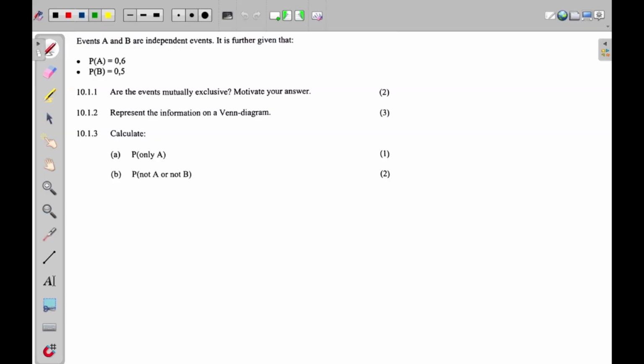Right. Moving on, we've got events A and B, and we are told these are independent events. What does that say to you? It says to you that probability of A and B is equal to probability of A times, and I can use a dot there or the multiplication sign, probability of B. That's what it means. And surely we have seen already, if we multiply probability of A by probability of B in this case, we're going to get 0.3.